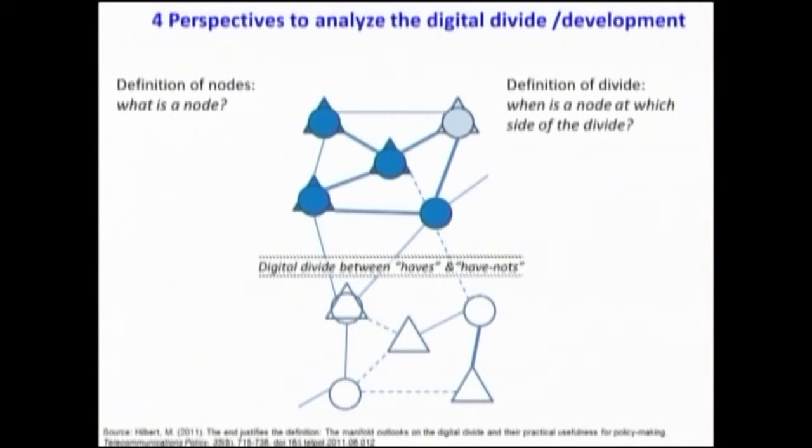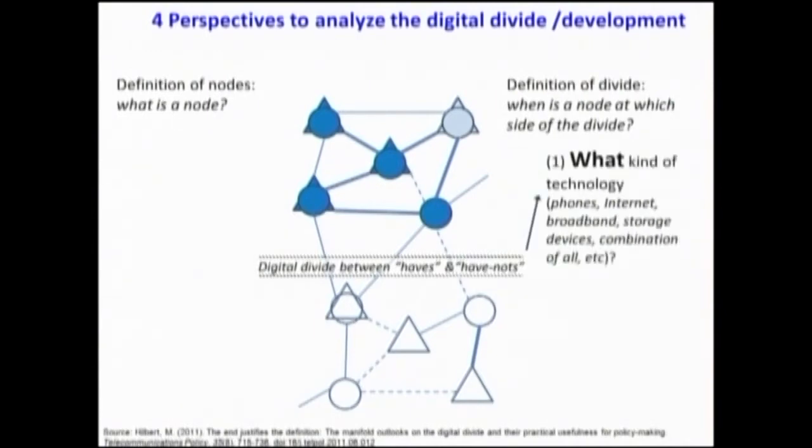And then I say, okay, right now I have a divide. And that's how my network looks at this present moment. So that's basically it. Now the question is, okay, how can you go about this? What are the alternatives you have to define that? Well, first of all, I can say, what makes this line? What makes a dot blue and what makes it white? What does it mean that you are have or have not?